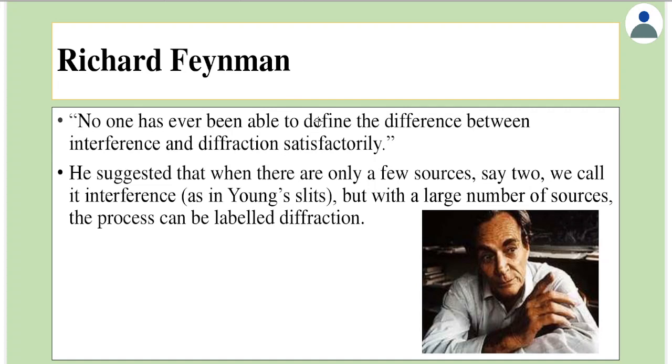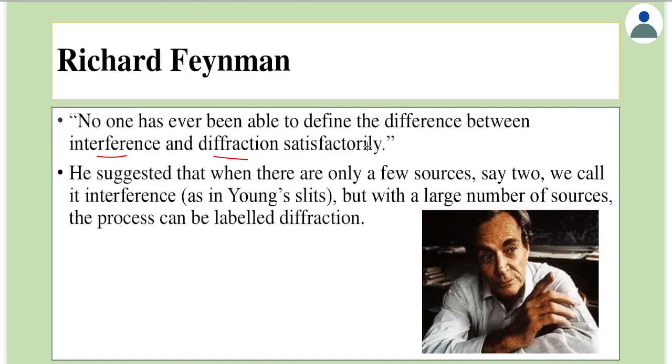Richard Feynman was a very famous and important scientist who made important contributions in physics, particularly in quantum dynamics from the 1960s onwards. Now there's one of his quotes given here. He says that no one has ever been able to define the difference between interference and diffraction satisfactorily. Which means there's not a single person who's able to differentiate clearly between what is interference and what is diffraction. And this happens because it's interconnected.